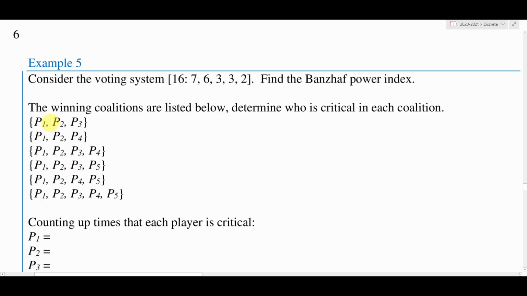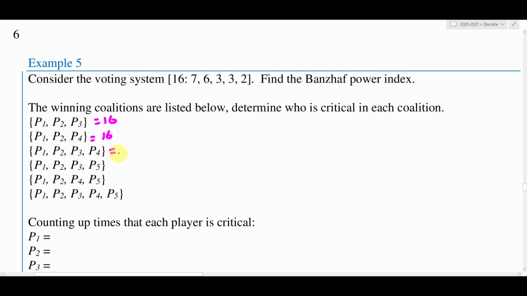If we look at player 1, player 2, and player 3, if they were to team up, they would get a grand total of 16 votes. Same thing with player 1, player 2, and player 4. We just go through and add them up. Player 1 and player 2 have 7 plus 6, which is 13, and player 4 has 3 votes, so that would be 13 plus 3, which is 16. That's where I'm getting these numbers from. I'm just adding up their total weight.